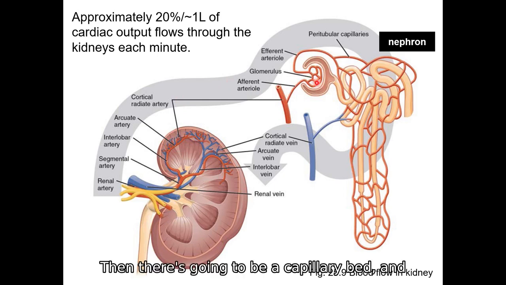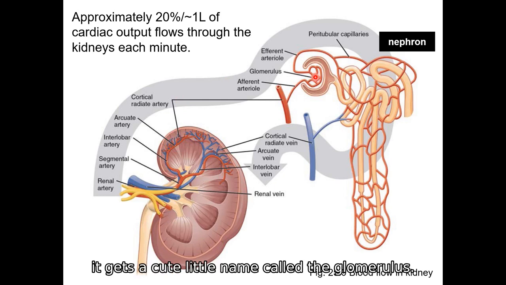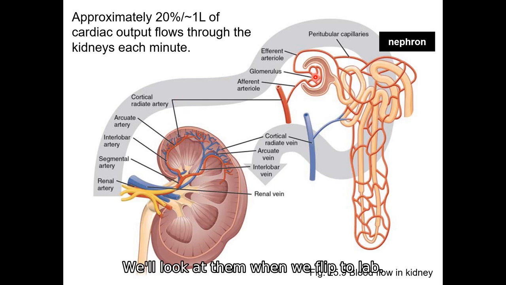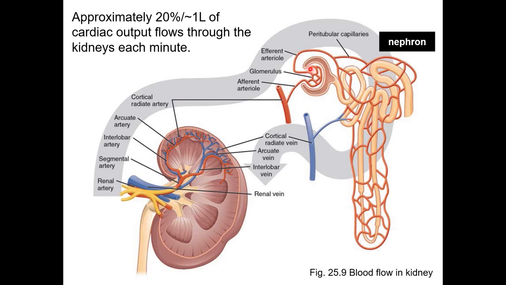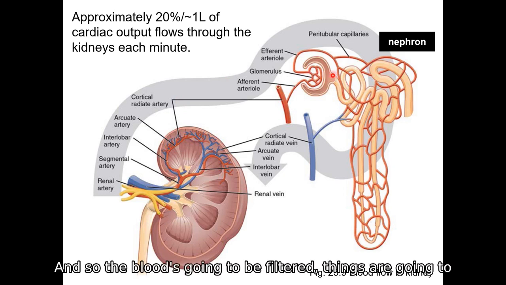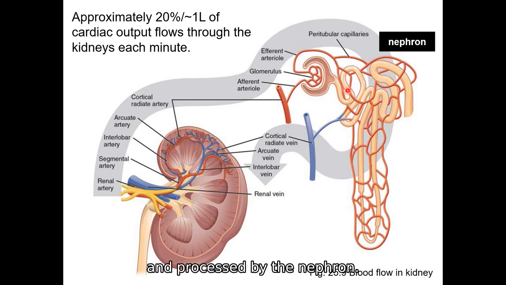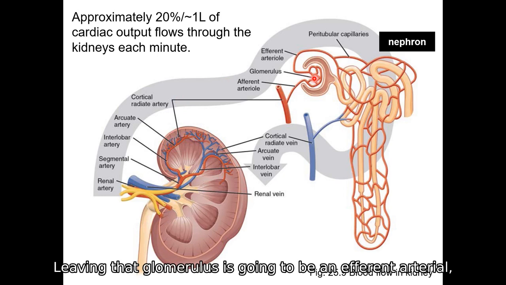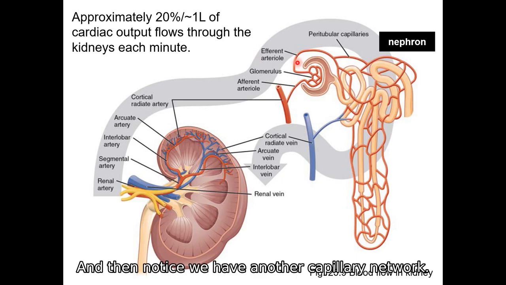Then there's going to be a capillary bed, and it gets a cute little name called the glomerulus. We'll look at them when we flip to lab. And this is where filtration is going to occur. And so the blood's going to be filtered, things are going to be filtered out and collected and processed by the nephron. Leaving that glomerulus is going to be an efferent arteriole, so efferent for exit.